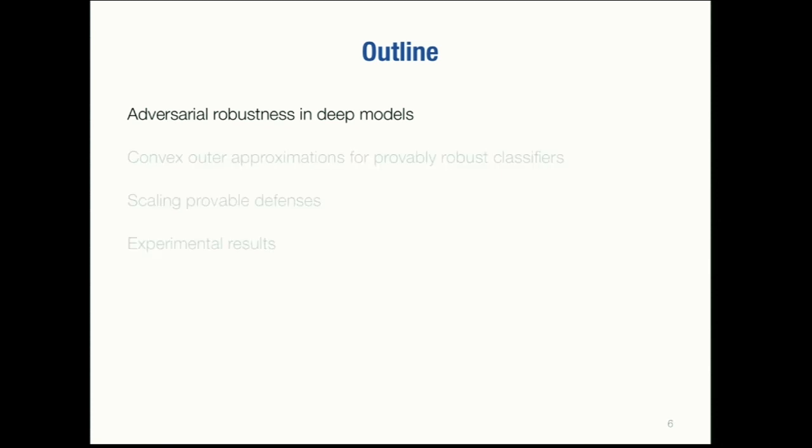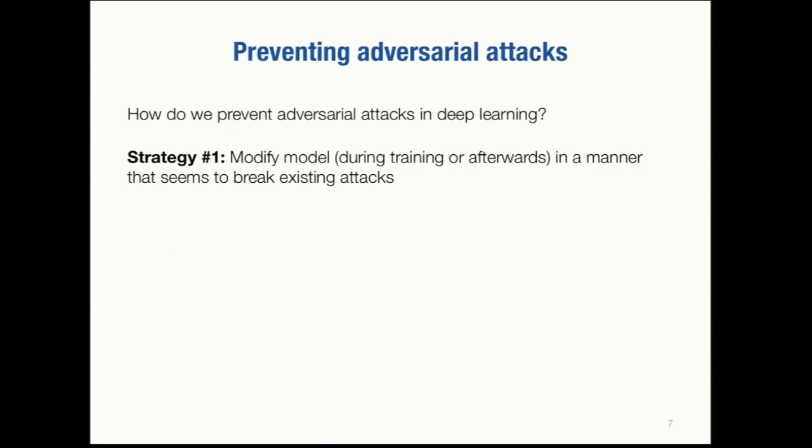So let's first start by talking about general adversarial robustness in deep models. The question here is how do we prevent these adversarial attacks in deep learning? There's been a lot of work since this was brought to the forefront, because it's been known for a very long time, by some work by Ian Goodfellow and others a few years ago. It has really been a common trend in machine learning to try to provide ways to build models that are not susceptible to these attacks.